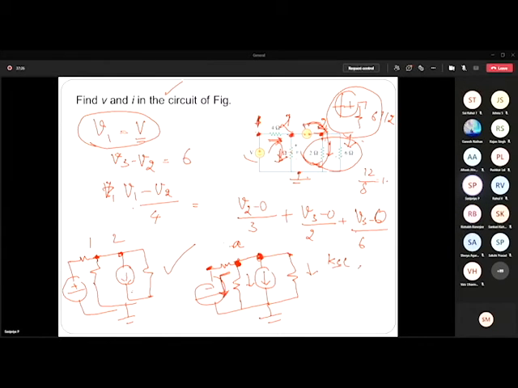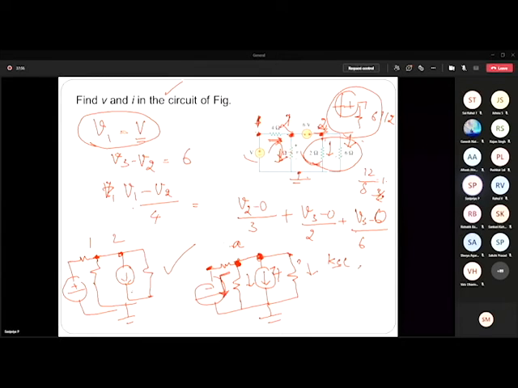So 3 by 2 multiplied by, sorry, this is a current source, so V by R. So what is the voltage value? 6 volt. 6 volt only. So 6 by 3 by 2, which is 12 by 3, that's 4 amps. Okay, so this is 4 amps. And this is 3 by 2.